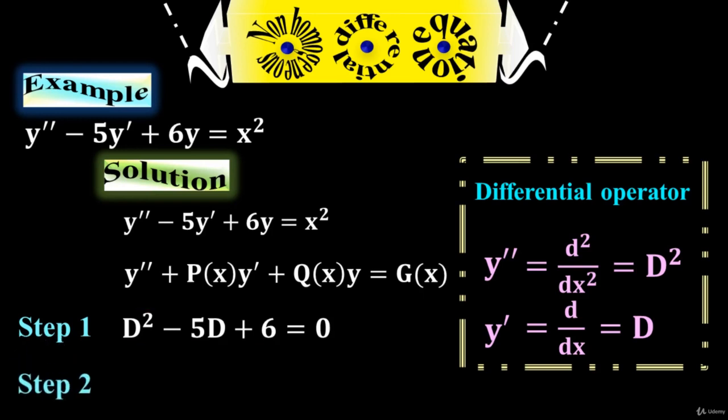Step 2. To find the roots. There are two ways to find the roots. One is to simply factorize the equation we get in step 1. But in some cases, simple factorization is not possible, and then we use the quadratic formula. Let me check here. The equation in step 1, D squared minus 5D plus 6 equals 0, can be factorized simply. Just do the factorization process. And now I have D1 equals 3 and D2 equals 2.